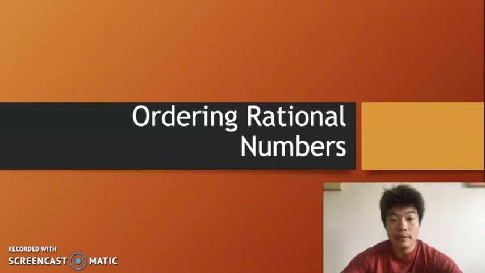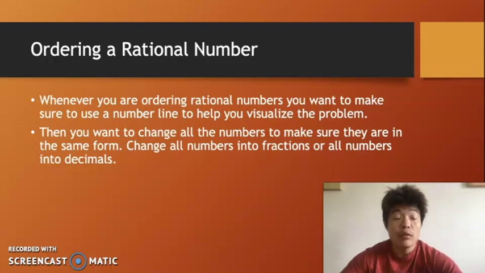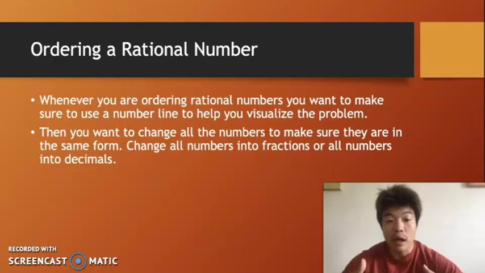So let's get started. To order rational numbers, all you have to do is make sure that you are using a number line. It is important, when you're starting this, to visualize and use a number line because it will help you see the problem and get comfortable with the concept of ordering rational numbers.